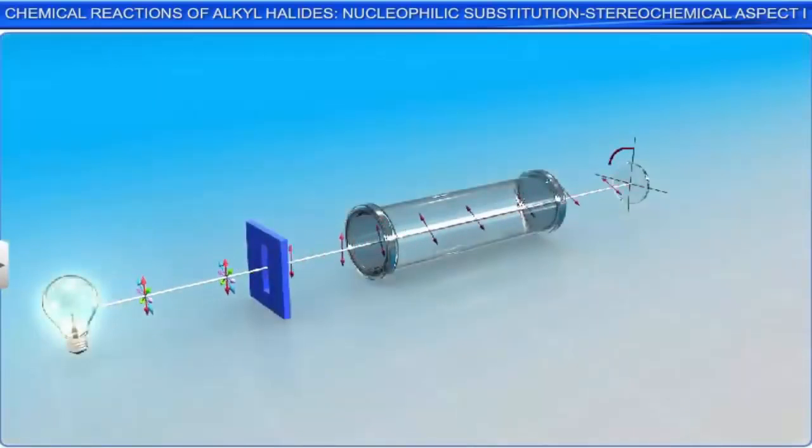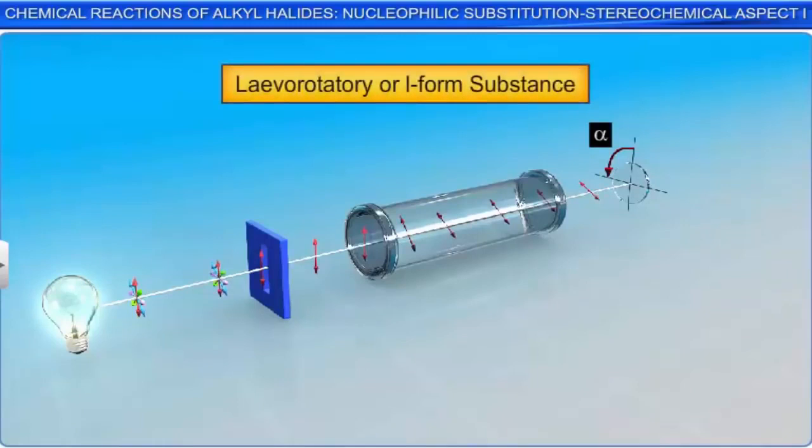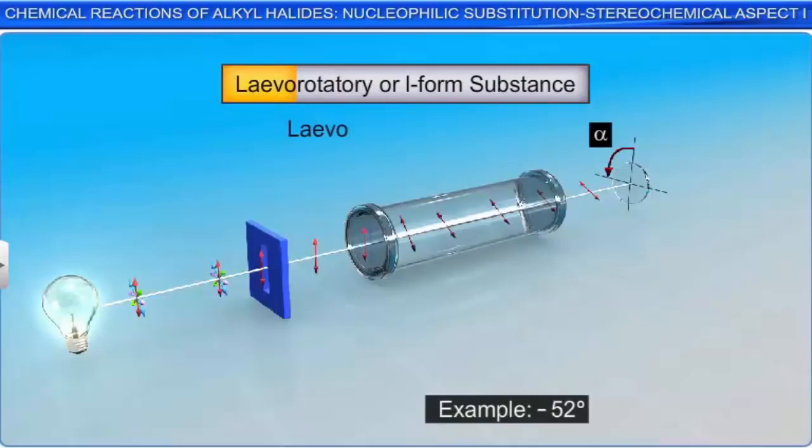On the other hand, if a substance rotates plane polarized light to the left or counterclockwise direction, as seen by an observer towards whom the light is approaching, then the compound is said to be Laevorotatory or L-form. It is indicated by placing a minus sign before the degree of rotation. In Greek, levo means left rotating, and hence the term Laevorotatory.